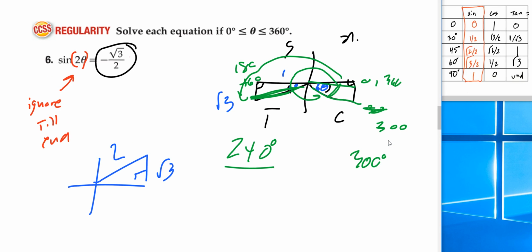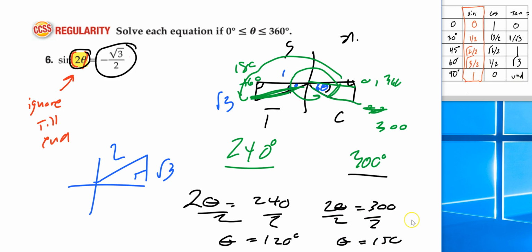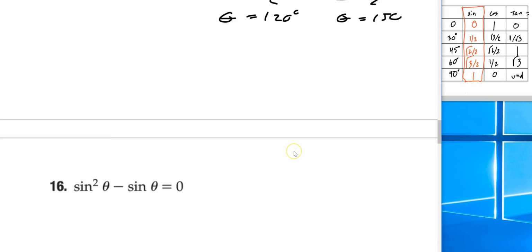Now I'm not done, because if you notice, I didn't use a 2. Now that's where we're going to use this. So how does that work? Well, the answers you got, this said equal to 2 theta. 2 theta equals 240, and 2 theta equals 300. Divide by 2, theta equals 120. Divide by 2, theta equals 150. We'll do a few more.